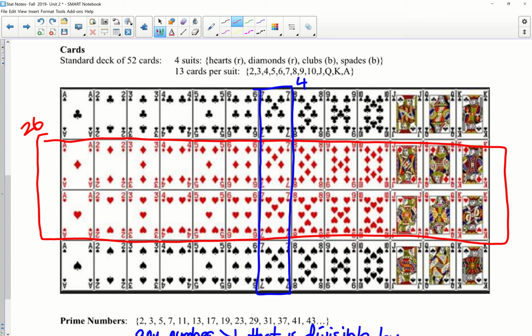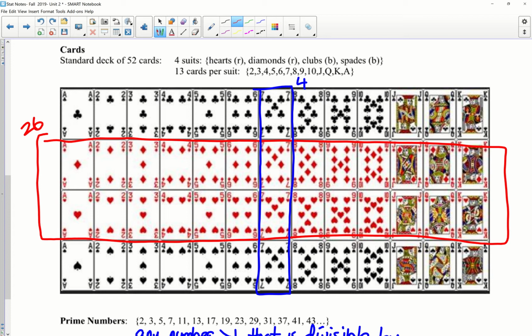So you remove it, the black 7. 11, 12, no, the red one. 13, 14, 15, 16, 17, 18, 19, 20, 21, 22, 23, 24, 25, 26, 27, 28. There's only 28 cards that satisfy the situation. But if I add 26 and 4, I'm going to get 30.